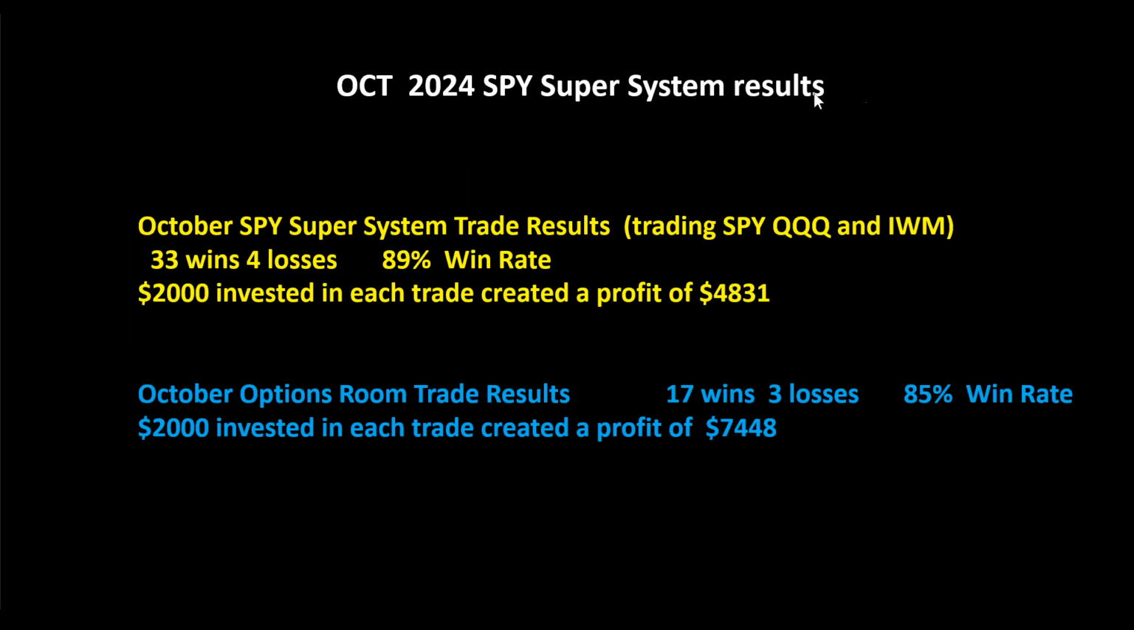All right. So this is the October 24 results. Now, the SPY Super System we just looked at here had a $4,831 profit. The room itself had $74.48. These are not included in each other. This is a separate trading methodology, and these are separate totals. They don't include this. This is separate from this. So these are 2 different things. If you did all these trades the same as I did, and you traded in the room, you would have the total of those 2 added together, right? Just so you know, they're not included in there.